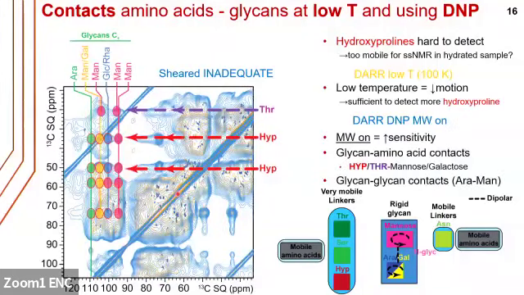Then by turning on the microwave, of course, we increased the sensitivity a lot, even if it was carbon-13 labeled. And this finally allowed us to detect preferential contacts between amino acids and glycans. We indeed detected the expected arabinose-hydroxyproline contacts, but we also managed to see the hydroxyproline-mannose contacts, which are dipolar contacts and not covalent contacts. So this is the final update of our model.